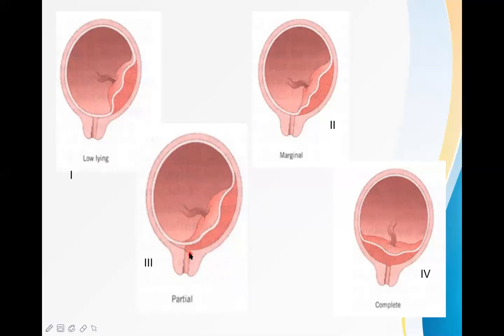Now let me elaborate on this. When the internal os is closed, meaning the lady is not in labor, probably it is covering the internal os, but when it is dilated, then it will not cover it completely. And type 4, see there, it is complete coverage. The placenta itself is located horizontally over the internal os. So type 3 and type 4 are called major placenta previa. Type 1 and type 2 are called minor.